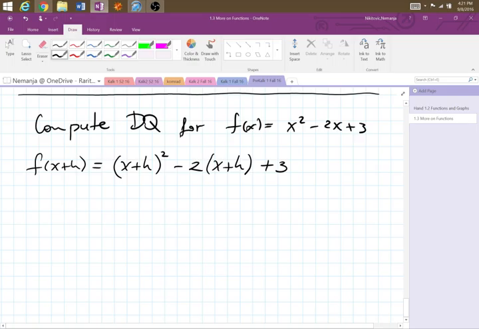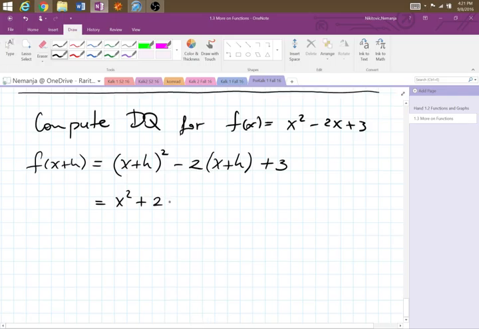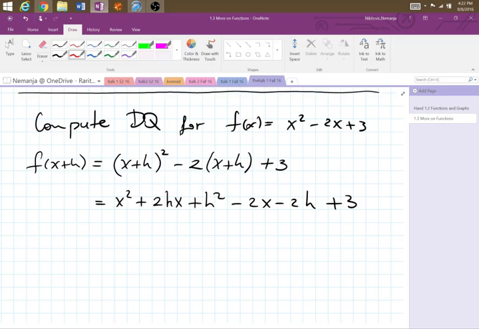What's the expansion for x plus h squared? Yes? x squared plus 2hx plus h squared. Minus 2x, minus 2h when you distribute, and then plus 3. Don't forget the middle term. Okay, so now, that's it. There are no like terms to add or subtract, unfortunately.